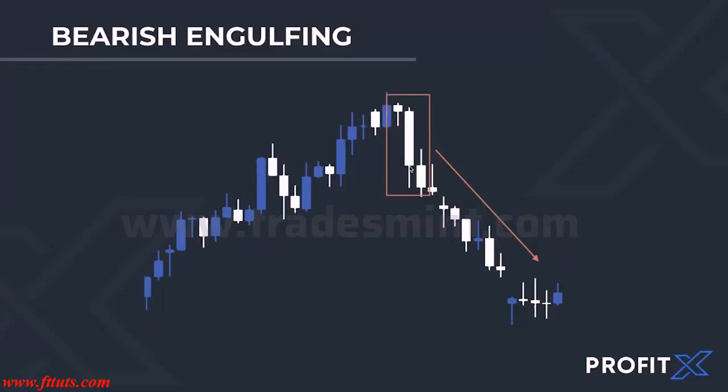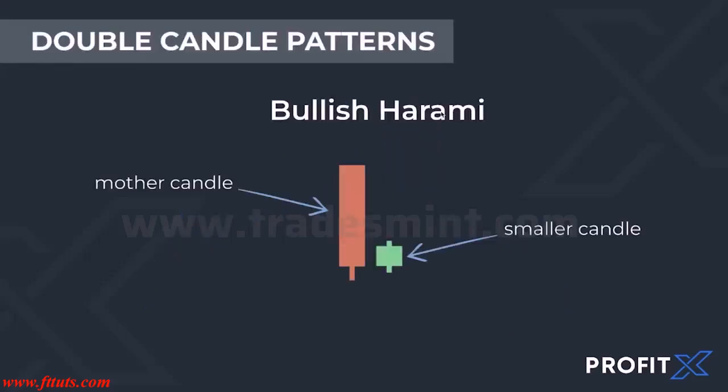Now candles won't be perfect. We have the drawing, but candles won't be perfect. Sometimes there are shadows, so there's a wick here, but if the majority of the candle is massive, it's big, then this is a sign of potential reversal. The next candle we'll talk about is the bullish harami.